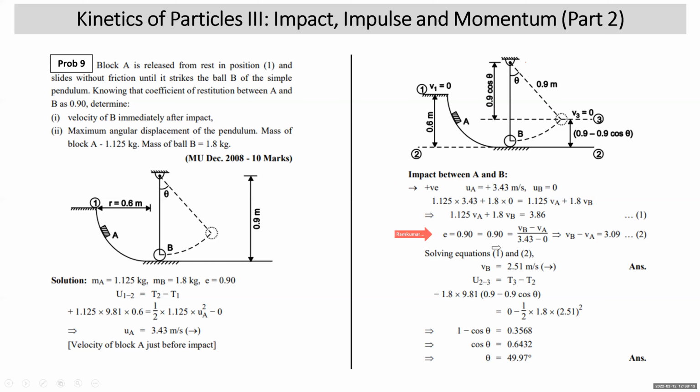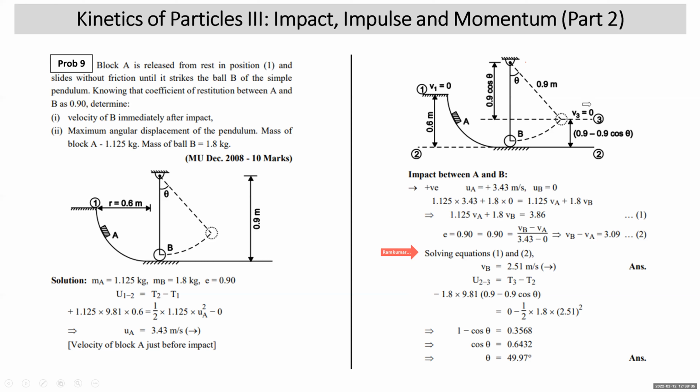E is 0.9, equal to VB minus VA upon UA minus UB. UA is 3.43, UB is 0, so VB minus VA is 3.09. Solving 1 and 2, you get the values of VB and VA. We are not needing the value of VA, so we have simply recorded the result from solving equations 1 and 2. VB is 2.51 meter per second.